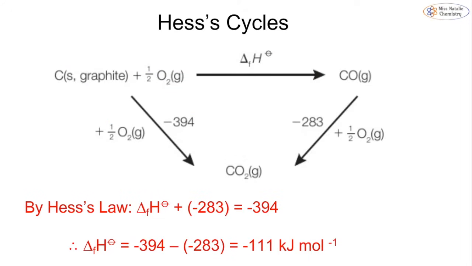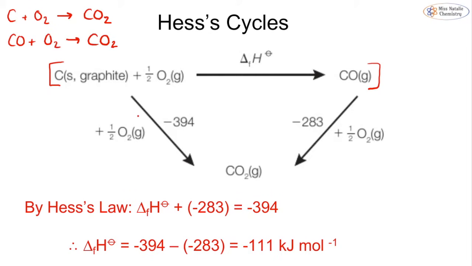So what we can also do with this particular reaction is we can construct a Hess's cycle. Now, a Hess's cycle is still using these same equations. We are just displaying them in a slightly different way. So remember, our target equation was this one here. And we were also looking at our enthalpy change of combustion for carbon and our enthalpy change of combustion for carbon monoxide. Okay.